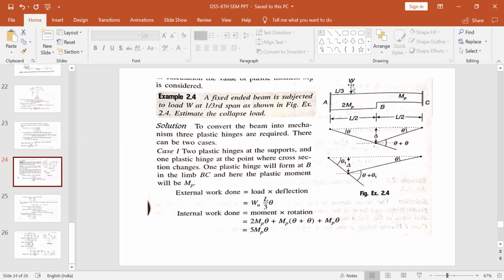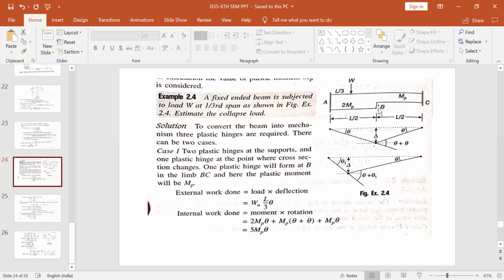L by 3 into theta. Okay. This distance is L by 3. So what is the deflection under this load? It will be L by 3 into theta. So one plastic hinge will form at B in the limb BC, and here the plastic moment will be MP.